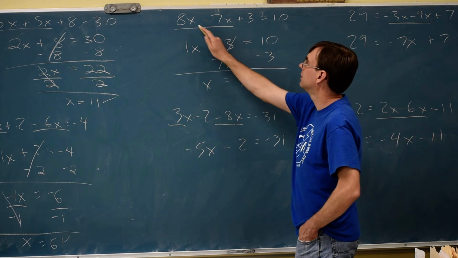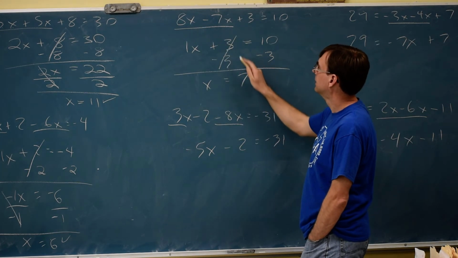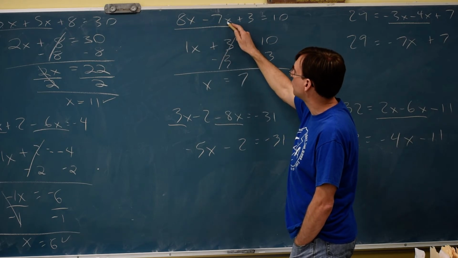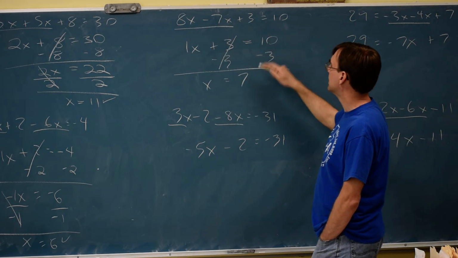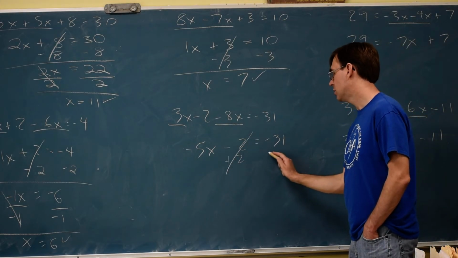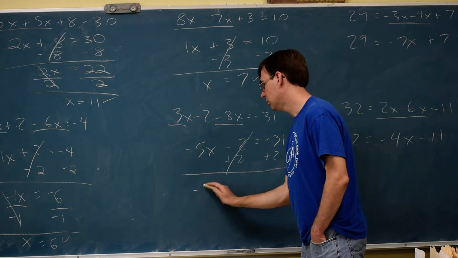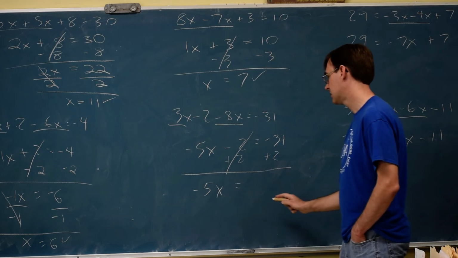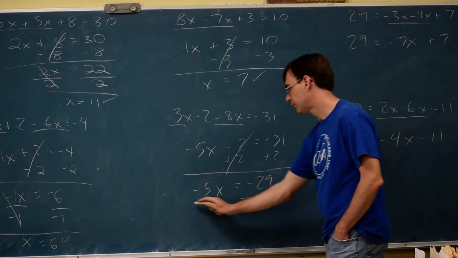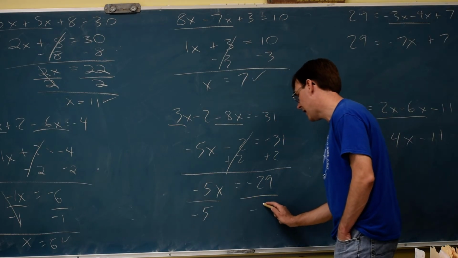So 7 times 8 is 56. 7 times 7 is 49. 56 minus 49 is 7. Adding 3 is 10. That works. Here I'd add 2 to get rid of the subtract 2. Negative 5x is still around. Adding those is negative 29. And then we'll finish by dividing every time.